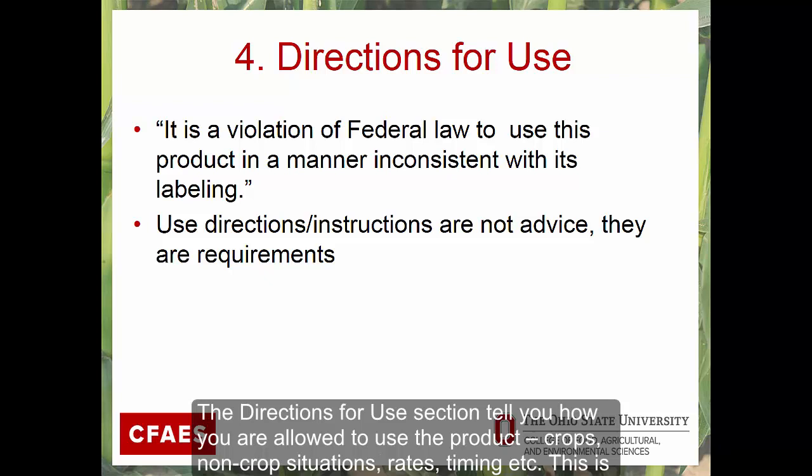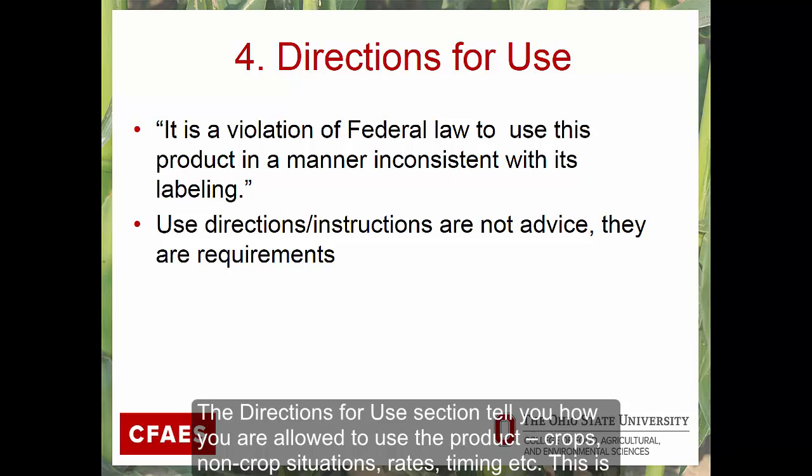Next, we're going to talk about the directions for use. Obviously, this is an important part of the pesticide label, and unfortunately, sometimes this is the part that pesticide applicators often go to and read, and fail to read the rest. I want to tell you that you need to read the entire pesticide label. But at any rate, the directions for use is going to tell you how you are allowed to use the product and where you can find the sites where this product is legally allowed to be applied. Other important parts, of course, are going to be the rates and timing and mixing, et cetera.